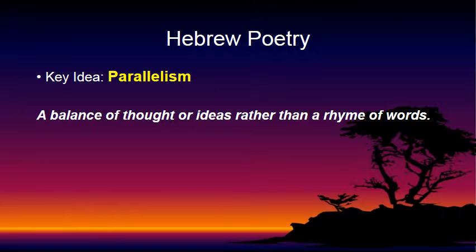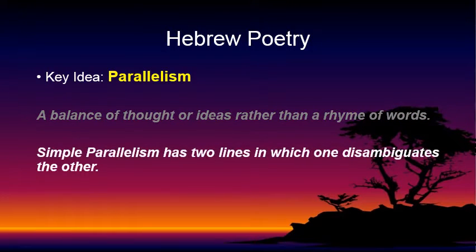Here's another way of looking at it. One scholar has said that simple parallelism has two lines. Now we'll see sometimes it's more than two lines, but two lines in which one disambiguates the other. So think of ambiguity, or something being ambiguous. It means it's not well defined. So to disambiguate means that the second line helps us understand better the intent of the first line.